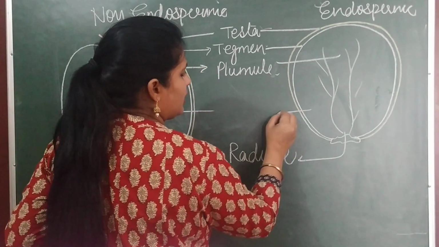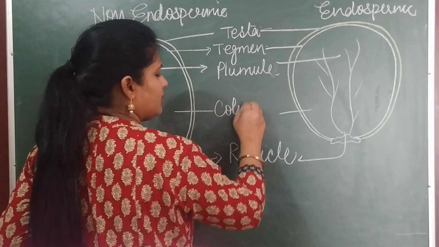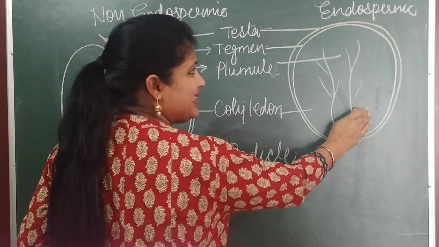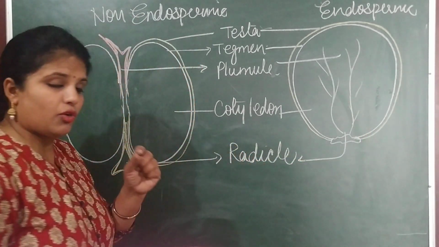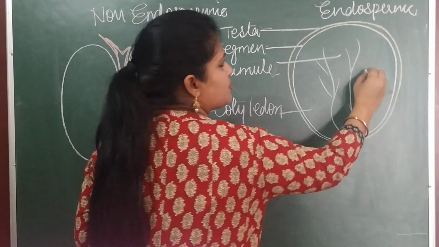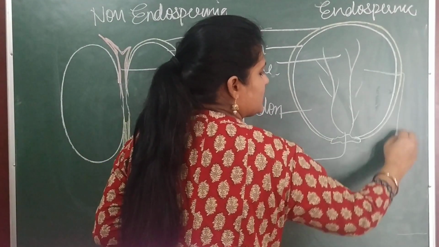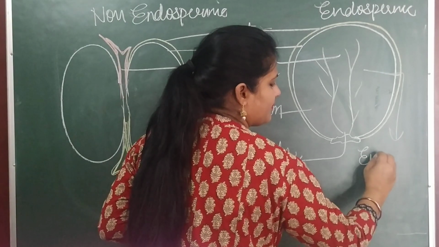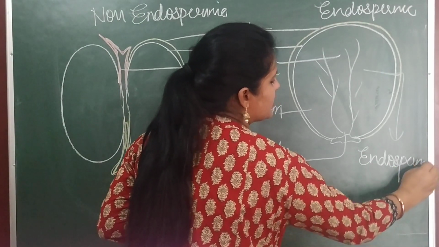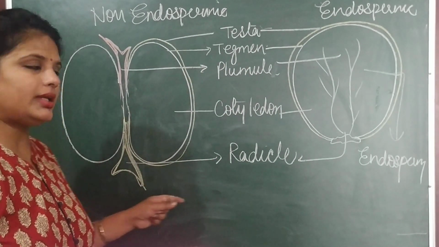These parts are the cotyledons, where food is stored, but in this seed, because it is endospermic, the cotyledon is comparatively thin. This entire region is the endosperm, where food is stored. Right?